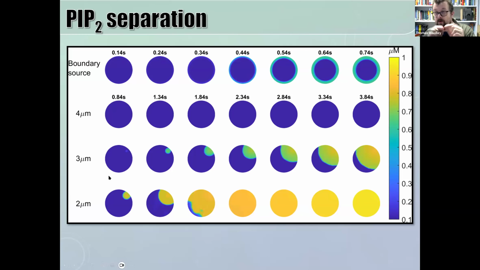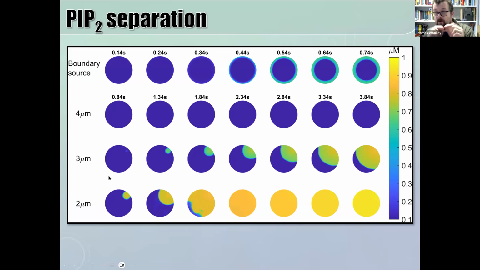When the separation of these vesicles is 2 micrometers, we get a nice quick wave: it crosses the cell in less than 2 seconds and it stays there. When these two regions are 3 microns apart, it's slower, but there is still a wave. When they're 4 microns apart, no wave at all. And when it's on the boundary, no wave at all. Okay? Does that make sense?